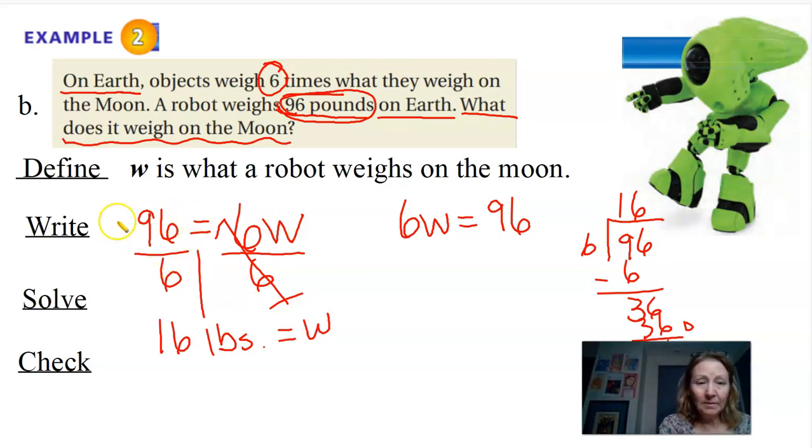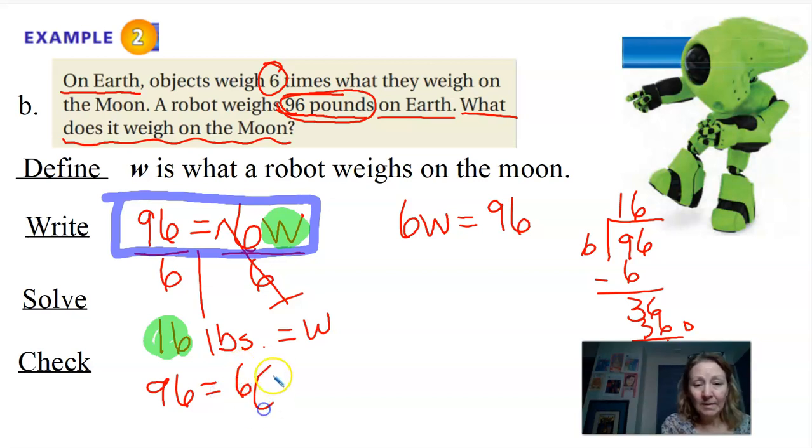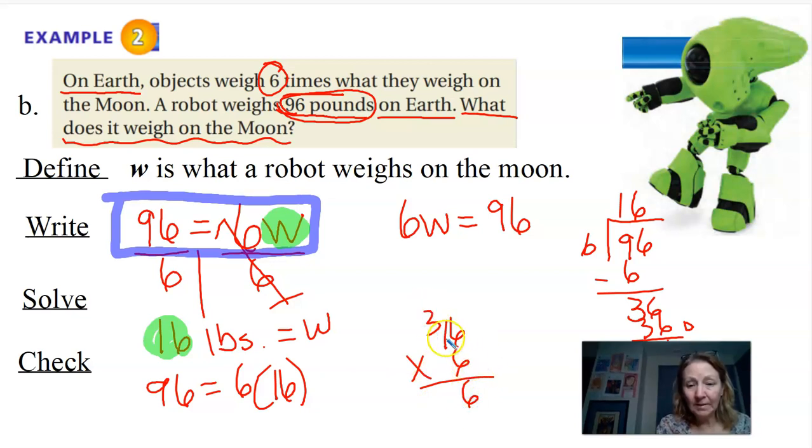And now when I check it, remember, I'm going to take the original equation. Here's my original equation. And there's my W, and in place of W, I'm going to put in 16. So I do 96 equals 6 times 16. I can do the math over here. 6 times 6 is 36. 6 times 1 is 6 plus 3 is 9. It works. 96 does equal 96. Check.